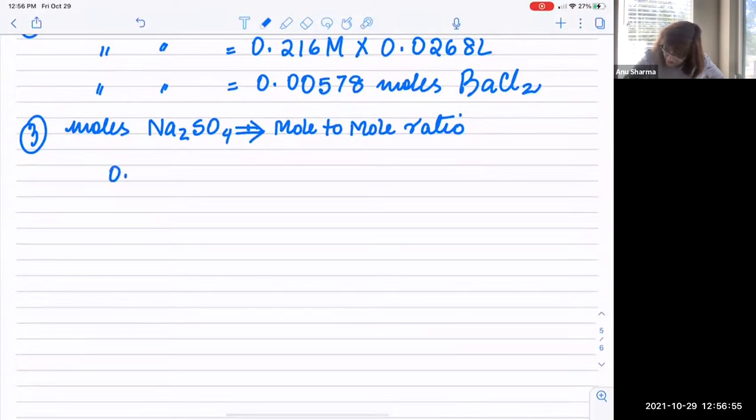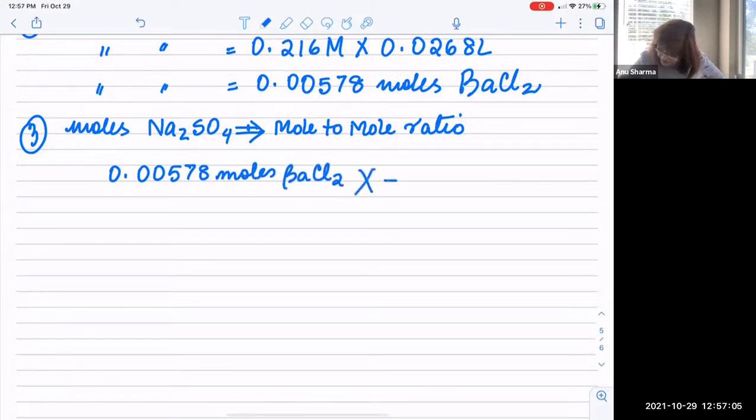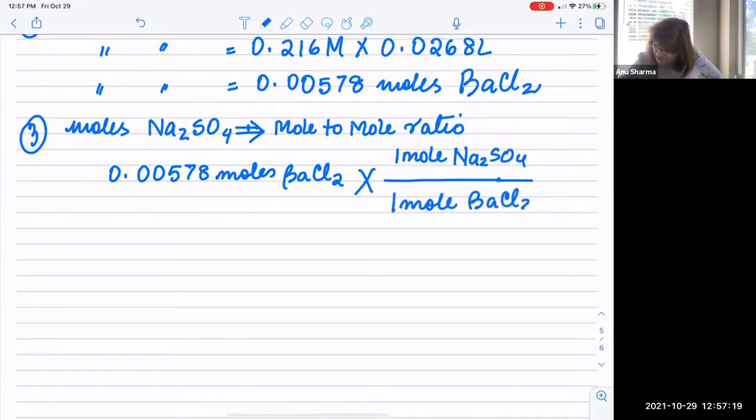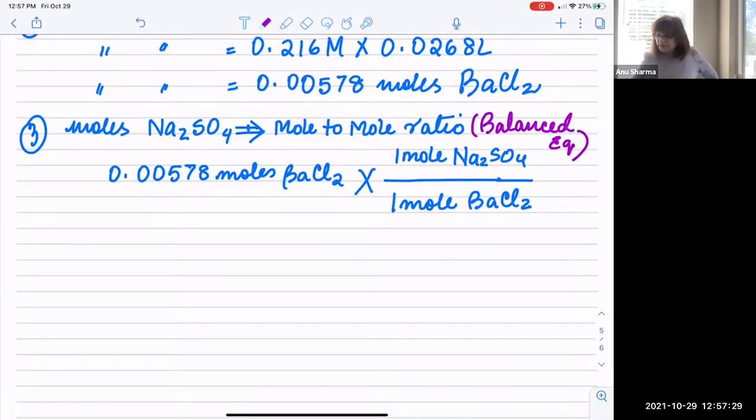So, 0.00578 moles of BaCl2 times 1 mole of Na2SO4 over 1 mole of BaCl2. So the mole to mole ratio is coming from the balanced equation. In this case it's 1-to-1, but it could be different.